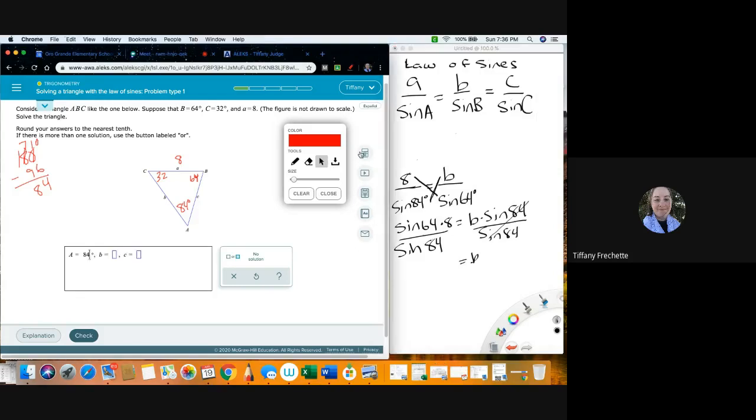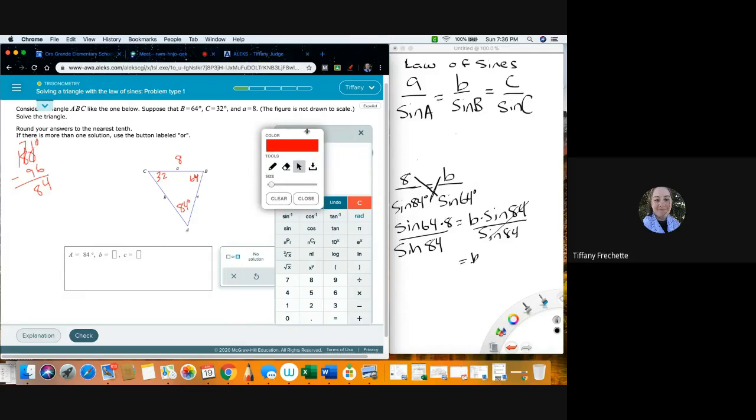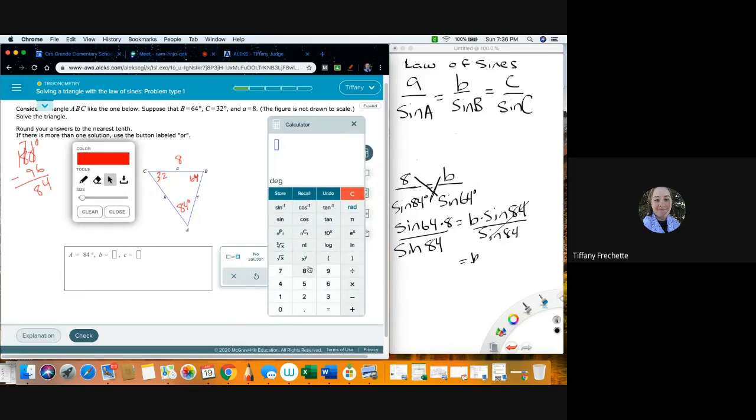Now I can come over here and take the calculator out. So I'm going to go sine of 64 times 8. I got to make sure I get out of the parentheses there before I hit times 8. And then I'm going to highlight the whole thing and divide by sine of 84. So be careful as you're typing it in. Make sure you look back up at it before you hit enter, and it should look pretty close to the way we wrote it. All right, so we have 7.2. The next one is a 2, so that stays 7.2.